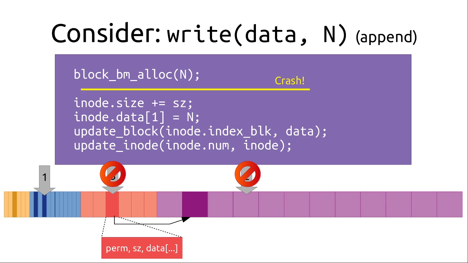Okay, so what could go wrong here? What looks like it's wrong here? Think about it for a second. What does this mean for the data structures on disk? Think about it for a second, pause, come back.